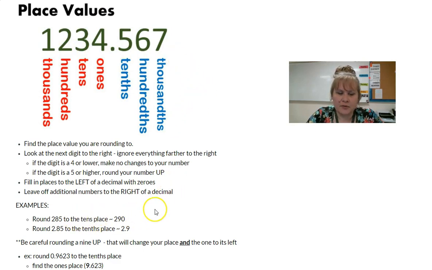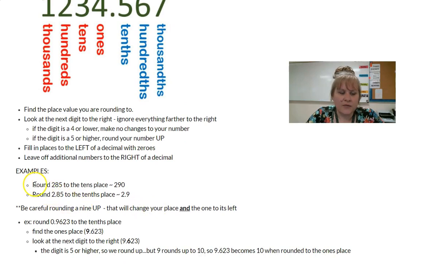A couple of other examples. If you were to round the number 285 to the tens place, 8 is in your tens place. The next digit is a 5, so we round that 8 up and fill in a 0. So 285 rounded to the tens place rounds to 290. 2.85 to the tenths place, 8 still being in the tenths place, we would round that up to a 9, again, 2.9, but in this case would leave off any additional digits.